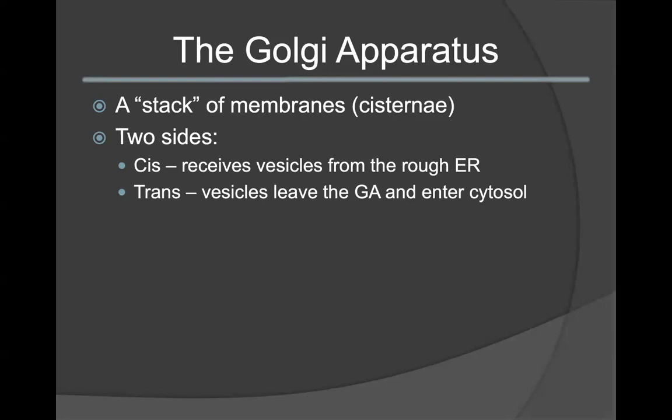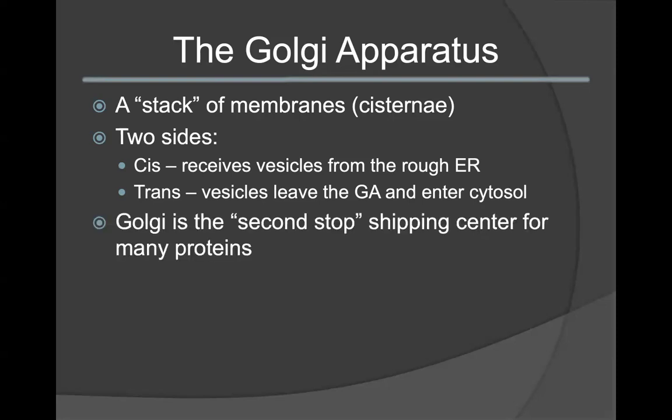This is the area where vesicles will leave the Golgi apparatus and enter into the cytosol to then be delivered to their final destination. The Golgi apparatus is considered to be the second stop in the shipping center for many proteins.